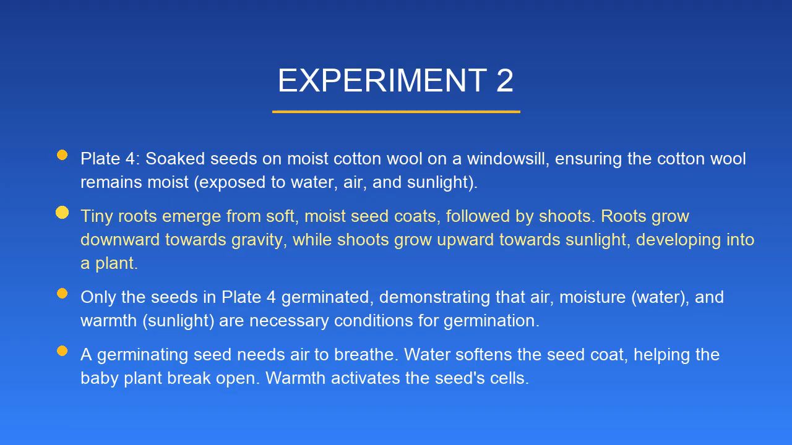Tiny roots emerge from soft, moist seed coats, followed by shoots. Roots grow downward towards gravity, while shoots grow upward towards sunlight, developing into a plant. Only the seeds in plate 4 germinated, demonstrating that air, moisture, water, and warmth, sunlight, are necessary conditions for germination. A germinating seed needs air to breathe. Water softens the seed coat, helping the baby plant break open. Warmth activates the seed cells.